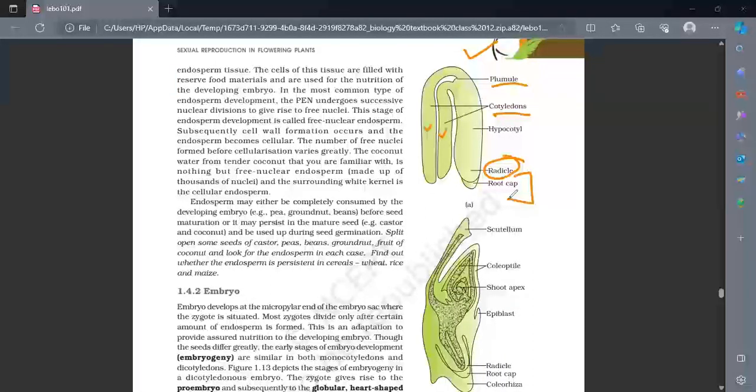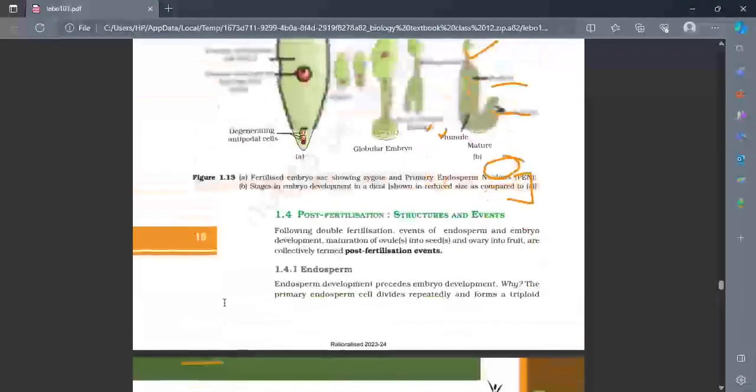And this division creates a zygote, which becomes a multicellular structure. Then we start calling it an embryo, and that process is known as embryogeny. So initially, let us go back to the one diagram. What is embryogeny? It is the formation of the embryo we are talking about.